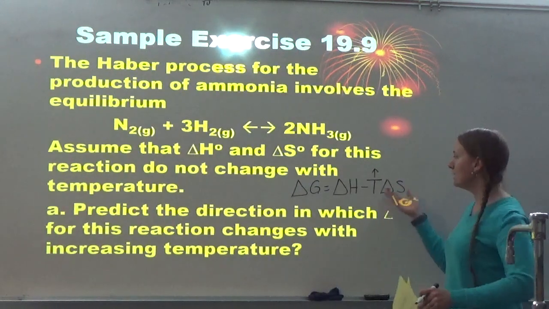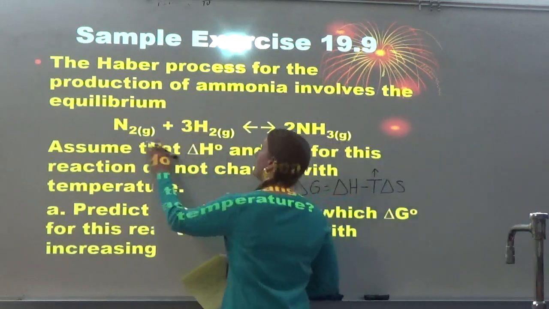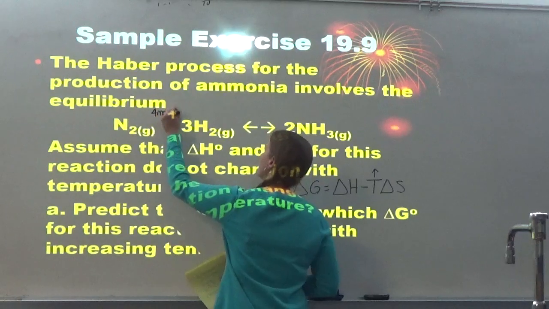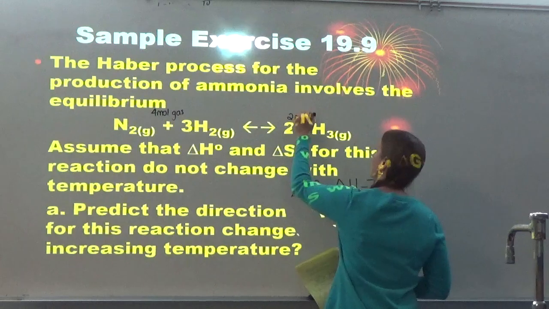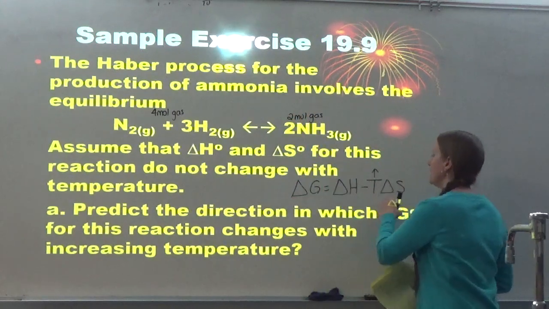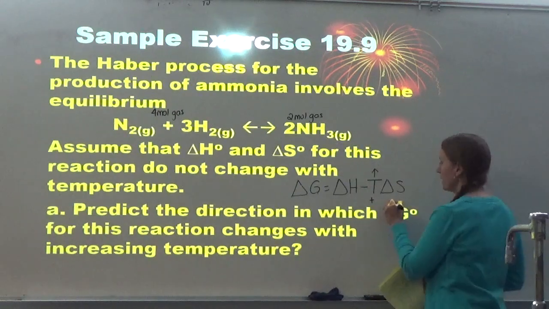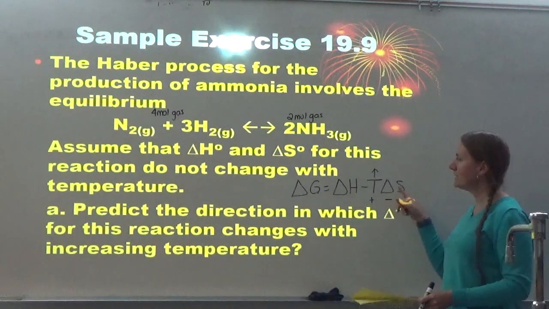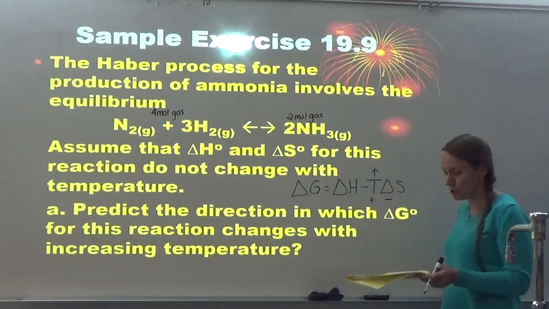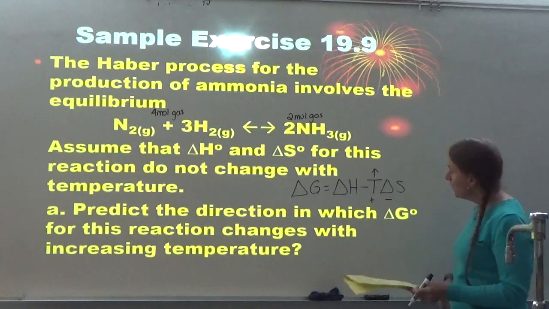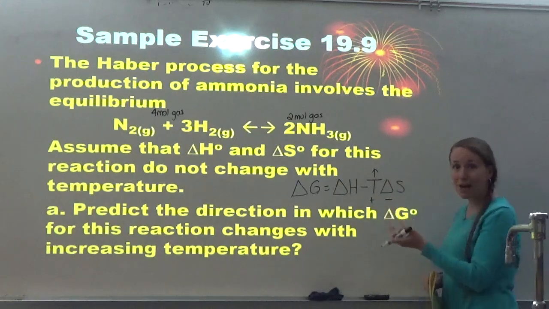So first I need to pay attention to, of course, that delta S. I can see that on this side I have 4 moles of gas. On this side, I only have 2 moles of gas. So what does that mean for my delta S? We know temperature is always positive. That means my delta S is actually negative, because we are becoming more orderly. We went from 4 moles of gas to 2 moles of gas. So in other words, that means this whole value is going to be positive.